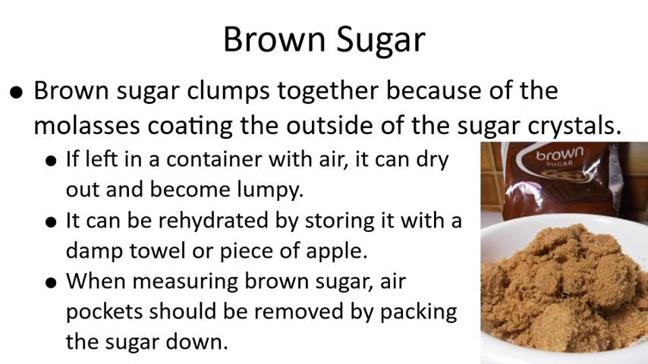Now, because of the molasses coating the outside of the sugar crystals, brown sugar tends to clump together. This is especially prominent if the sugar is allowed to dry out, in which case we can rehydrate the sugar using a damp towel or piece of apple. Because of this tendency to clump, we also need to be careful to remove any air pockets when measuring the sugar by volume. Alternately, instead of measuring the sugar using volume, such as some number of cups, we could instead weigh it and measure using grams.